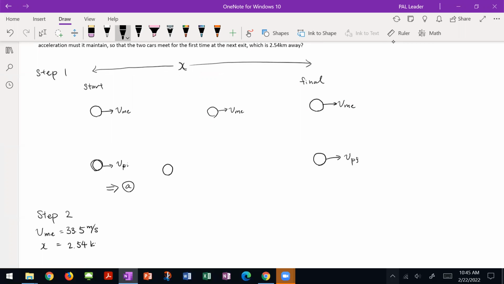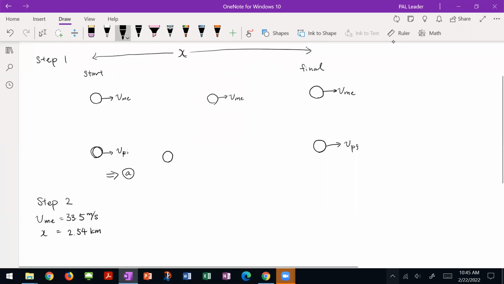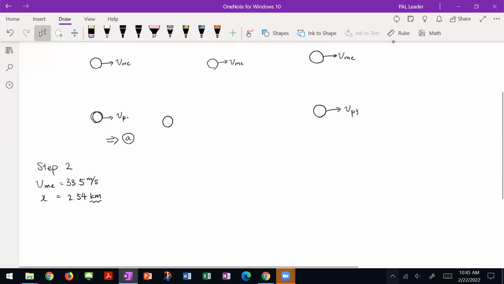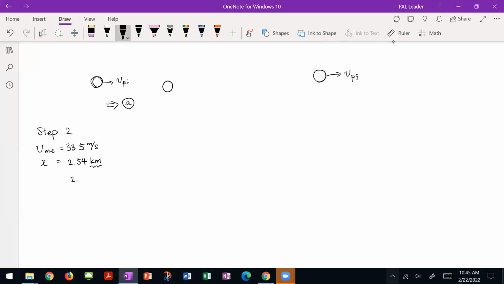2.54 kilometers. Now, I want you guys to notice that this is in kilometers. You generally are not using kilometers, we are using meters, right? Like this velocity, it's in meters per second, not kilometers per second. So I need to change this into meters. I will do that right now. 2.54 kilometers. 1 kilometer is 1,000 meters. So overall, our displacement is going to be 2,540 meters.